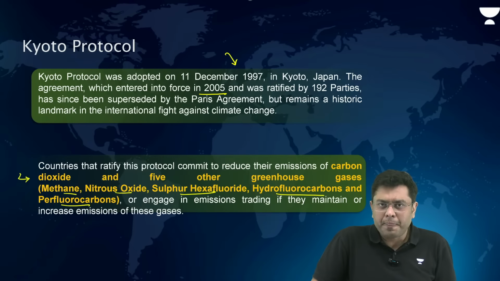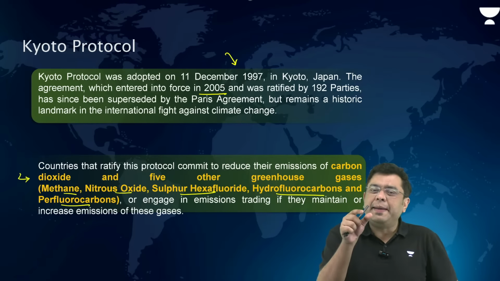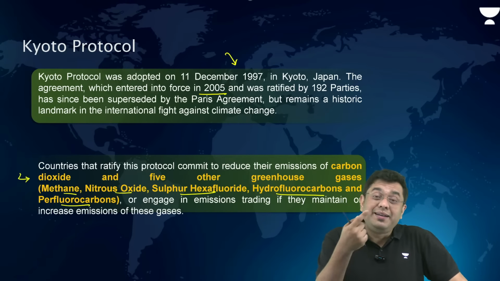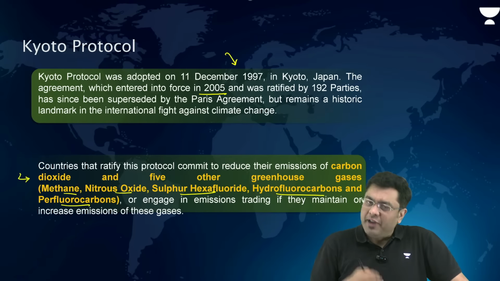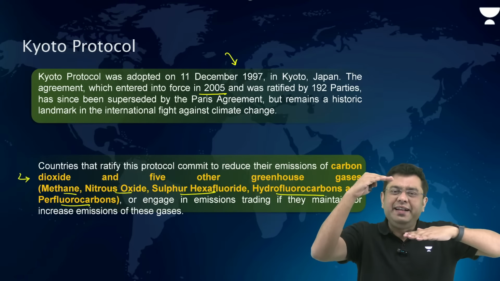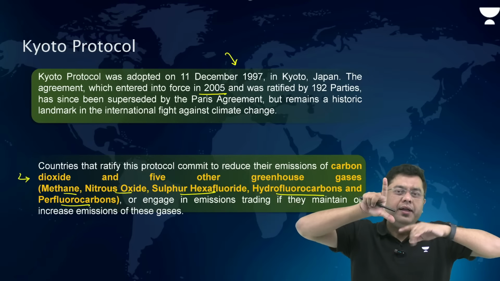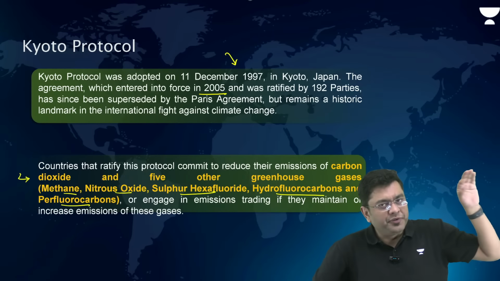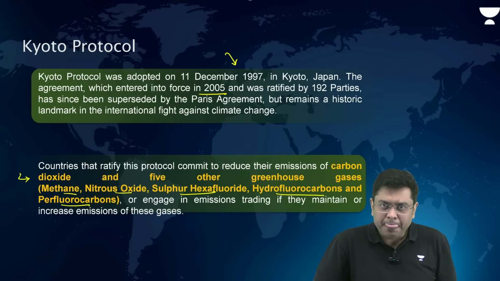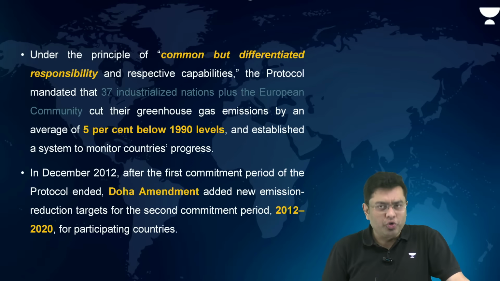Now, the Kyoto Protocol for the first time provided the concept of a market mechanism, trading of carbon, whereby, let's suppose this is your target of emission and you have exceeded this much, right? So for the remaining portion, you can trade with someone who has emitted less. So that market mechanism was the introduction by the Kyoto Protocol.